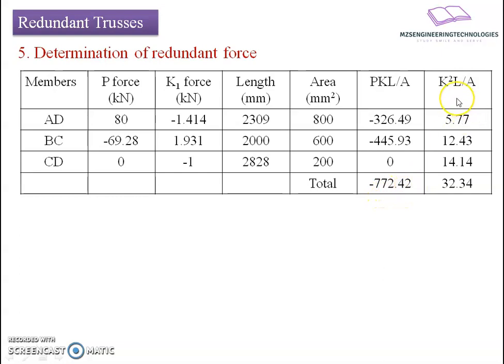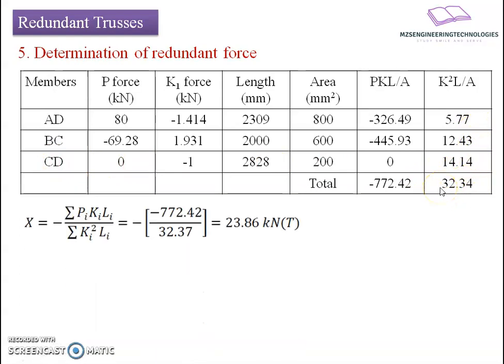772.42. The third relation which we require is the K square L divided by A. What we will do, we will take a squaring of the K1 force, multiply it by length L and divide it by area. It results into 5.77 for the member AD. For member BC it's 12.43, and for member CD it is 14.14. The summation comes to be 32.34.